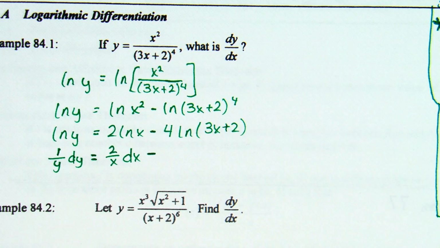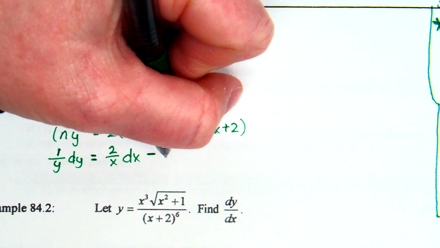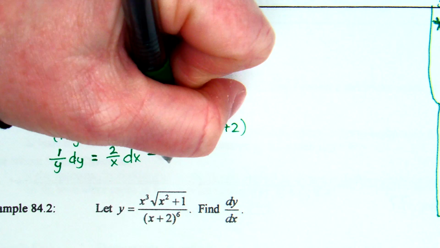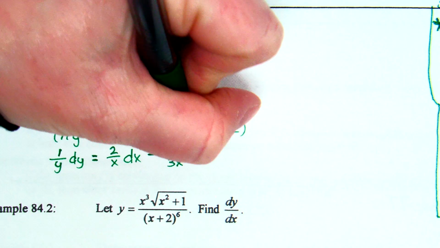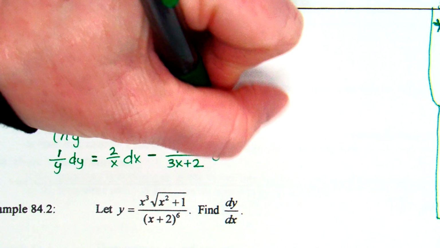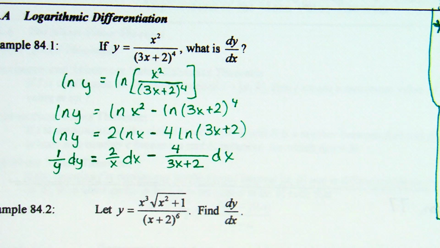Minus 4 natural log of 3x plus 2. Derivative. Four on top, because that's just already there. 1 over 3x plus 2. So 3x plus 2 goes on bottom. What else do I need? And what else do I need?